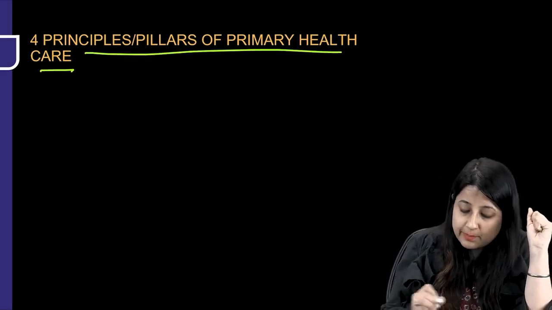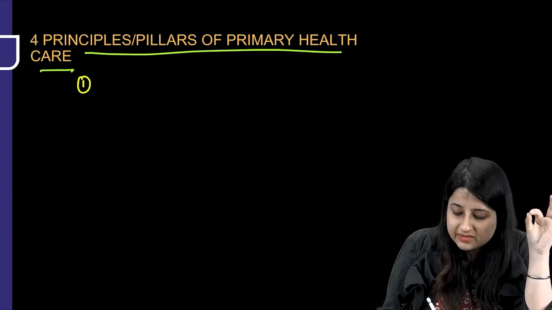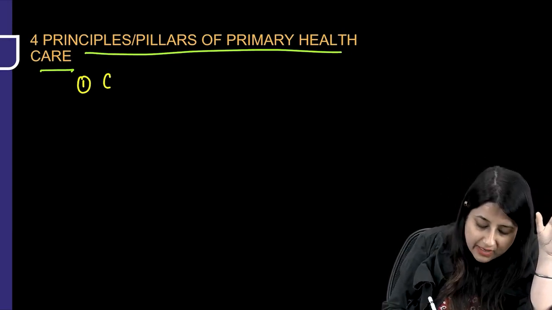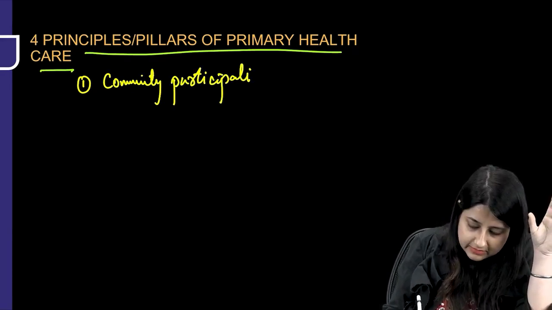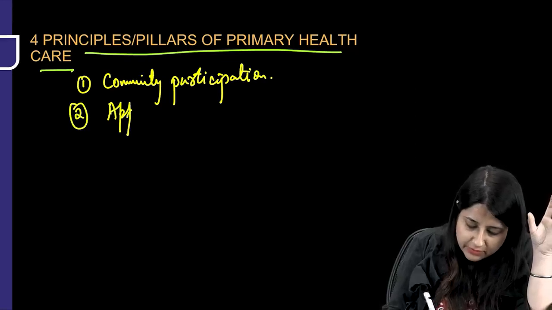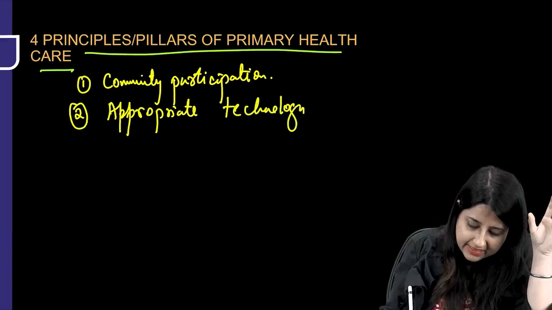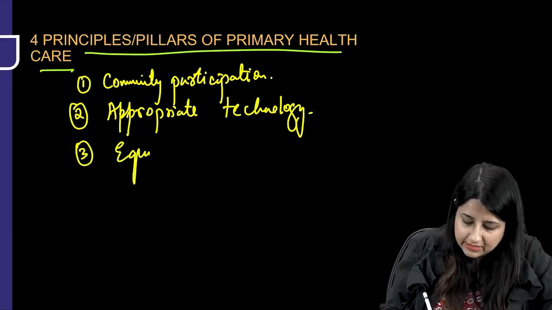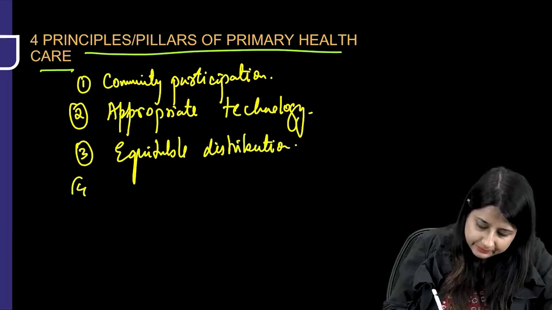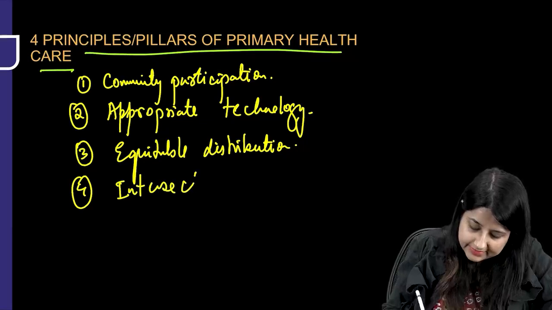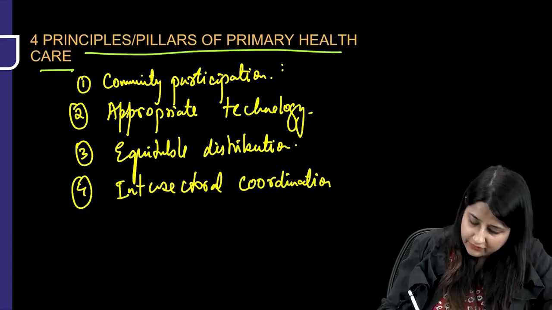Now, what are the 4 principles or pillars on which it is based? This is a very important MCQ. So it is based on certain principles or pillars, this concept of primary healthcare. Number 1, it is based on the principle of community participation. Number 2, appropriate technology. Number 3, equitable distribution. And what is the 4th one? Intersectoral coordination.